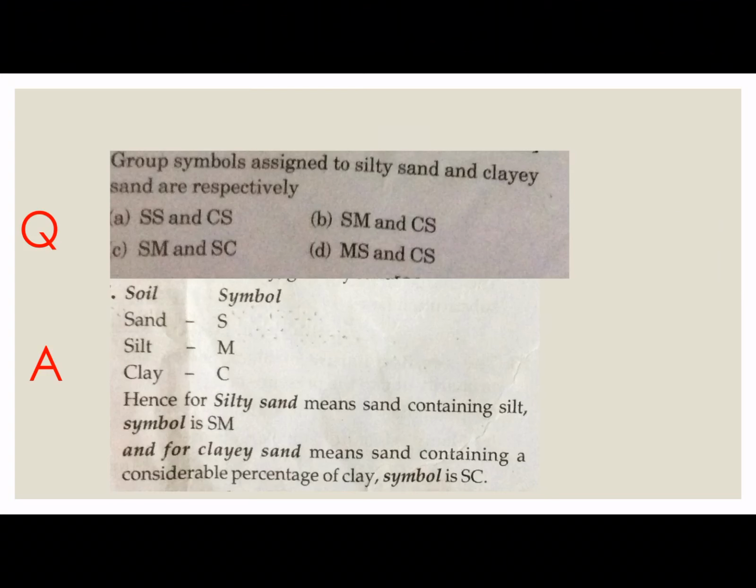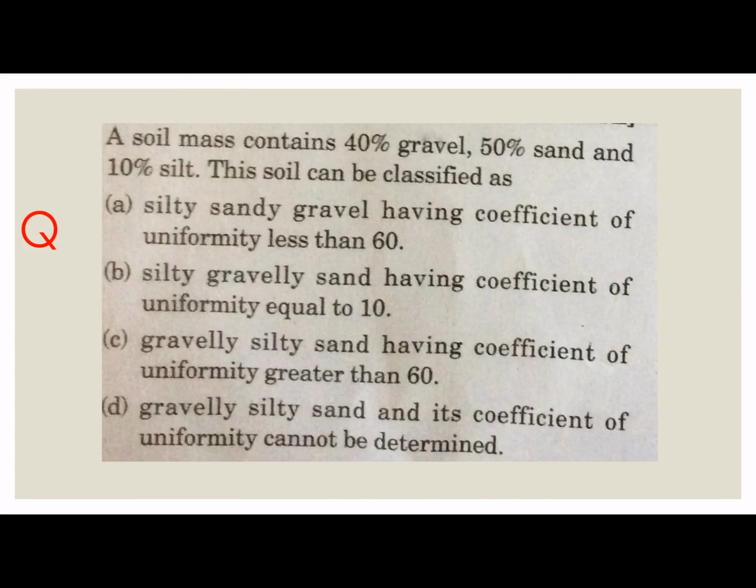So moving on to our next question. A soil mass contains 40% gravel, 50% sand and 10% silt. So the soil can be classified as what? The first option we have is a silty sandy gravel having coefficient of uniformity less than 60. Next is silty gravelly sand having coefficient of uniformity equal to 10. Next is gravelly silty sand having coefficient of uniformity greater than 60. And the fourth option D is gravelly silty sand and its coefficient of uniformity cannot be determined.